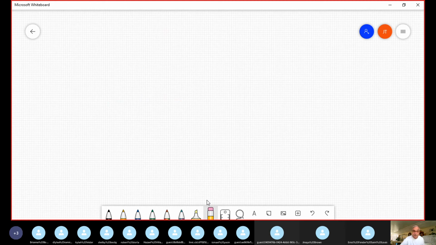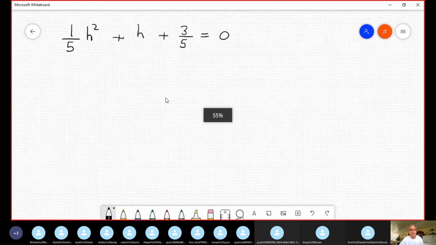One quadratic equation that contains a fraction, and one quadratic equation that does not contain a fraction. Okay, this is 1 over 5 h squared plus h plus 3 over 5 equal to 0. It's a quadratic equation again, but the problem is that it contains a fraction.